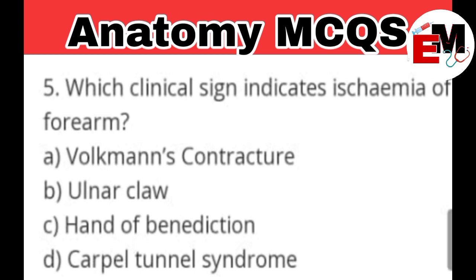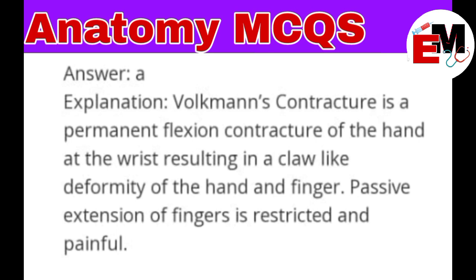Question number 5. Which clinical sign indicates ischemia of the forearm? Option A Volkmann contracture, option B ulnar claw, option C hand of benediction, and option D carpal tunnel syndrome. The correct option is A. If there is ischemia of the forearm, the condition is called Volkmann contracture. It is a permanent flexion contracture of the hand at the wrist resulting in a claw-like deformity of the hand and fingers. Passive extension of the fingers is restricted and painful.